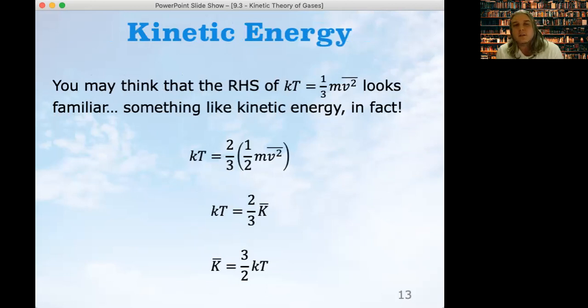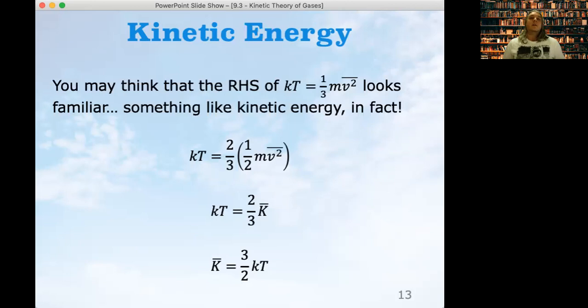Hopefully you're thinking that the right-hand side of that looks kind of like kinetic energy. Half mv squared, a third mv squared, it's similar, right? So what we can do is turn it into kinetic energy. But because we've got a third and we need a half, we just bring in this extra factor. We multiply by 2/2, but then we write it as 2/3 times a half. So that's still equal to a third. A half of 2/3 is 1/3. So we haven't changed the equation. We've just written it this way so that we can separate the half and the 2/3. And we get kT is equal to 2/3 times the average kinetic energy.